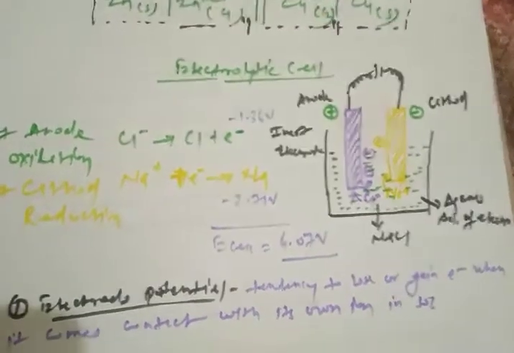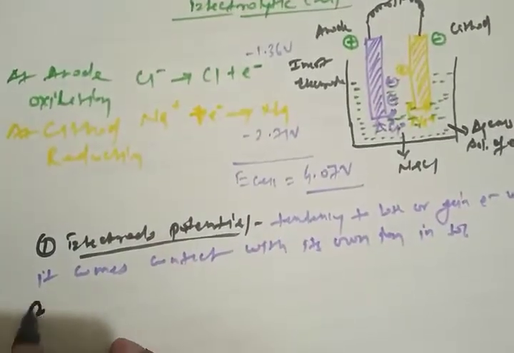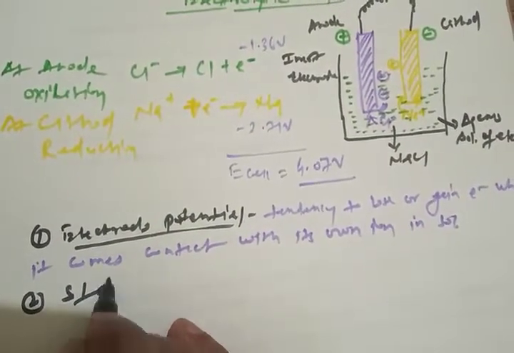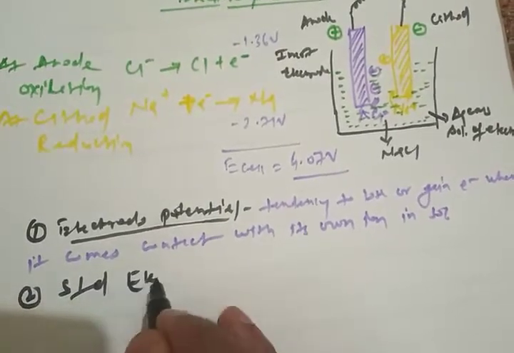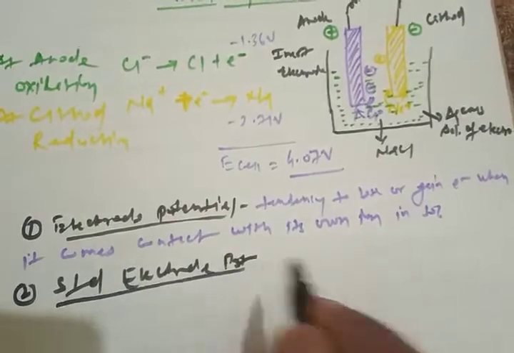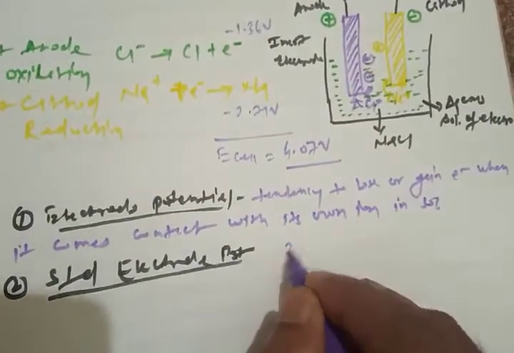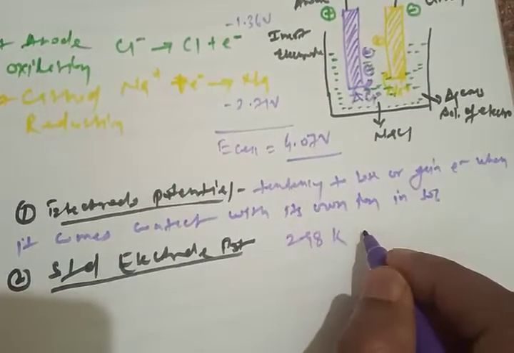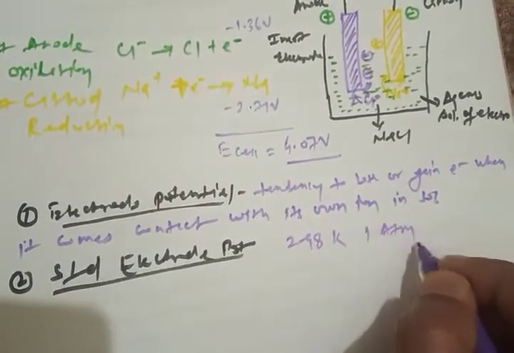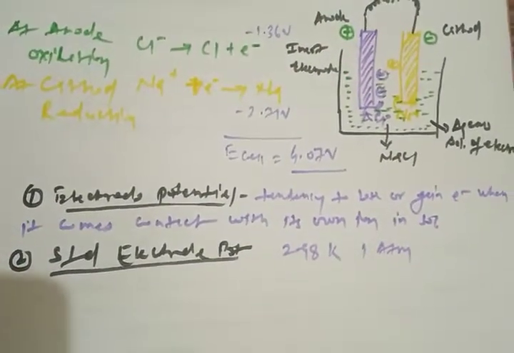Standard electrode potential is nothing but the electrode potential at standard condition. That means the electrode potential at its standard condition. So what is that? Temperature is 298 Kelvin, pressure is 1 atmospheric pressure. This is the standard condition. At this condition, whatever the electrode potential is, that is called the standard electrode potential.